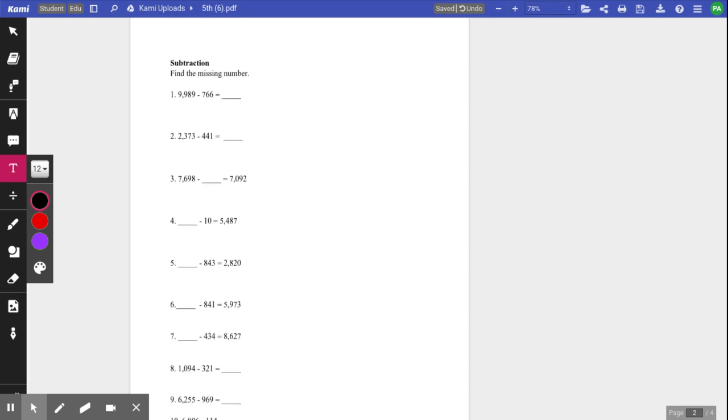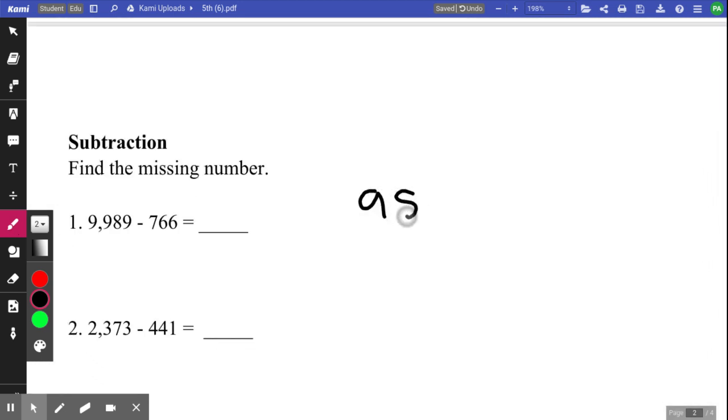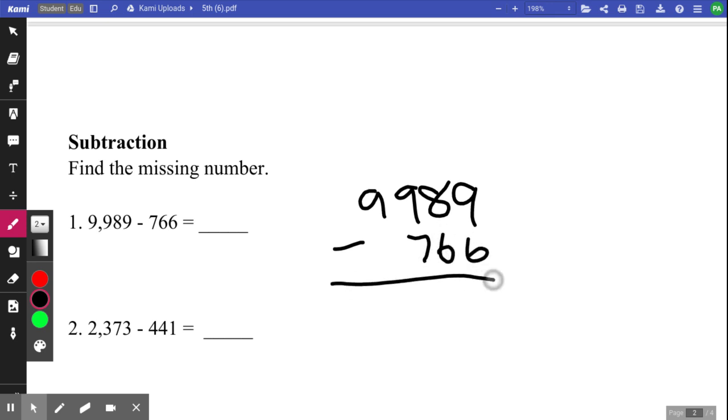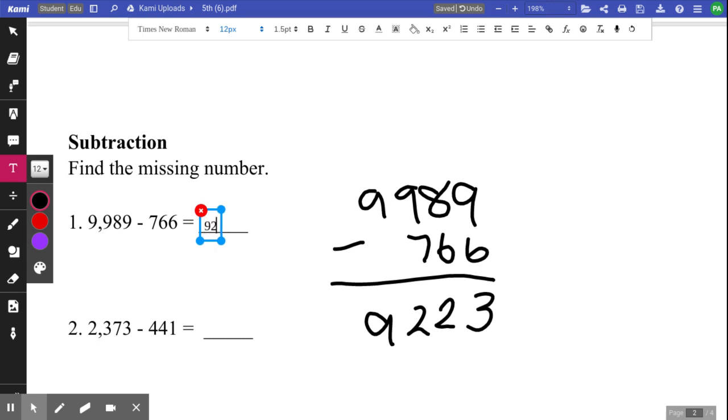Next, we're going to do subtraction. So it says find the missing number. This essentially deals with bigger numbers, but it is the same thing. So let's do number 1. 9,989 minus 766. Same thing. 9 minus 6 is 3. 8 minus 6 is 2. 9 minus 7 is also 2. And 9 minus 0 is 9. So this answer would be 9,223.